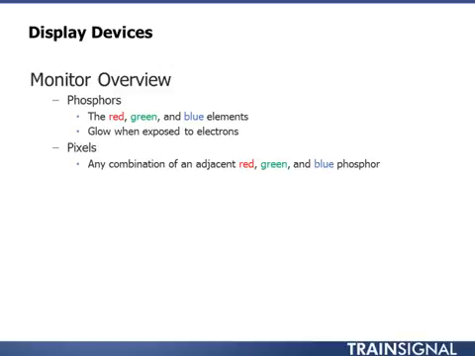The phosphors glow when they are exposed to electrons, and I will tell you, if we want to be super technically accurate here, I'm almost jumping the gun a little bit, and I'm talking about a specific type of monitor. Not all monitors use literal phosphors, but I think this is the easiest way to explain how certain things like pixels and dot pitch and other terms actually work. So phosphors glow when they are exposed to electrons. They're red, green, and blue, and they glow. Pixels are not dots. They are actually any combination of adjacent red, green, and blue phosphors.